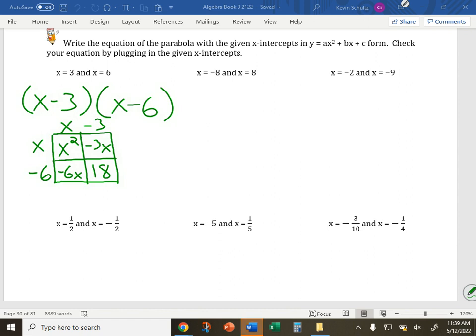Just like in FOIL, just like in crab claw, these x terms can be combined. They show up diagonally there. Negative 6x and negative 3x is negative 9x. So we have x squared minus 9x plus 18 as our original quadratic expression. Okay?